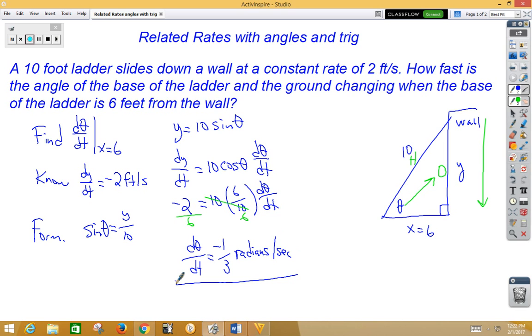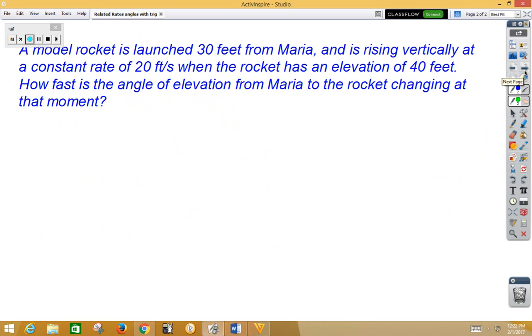Let's try one more. All right, let's take a look at a second example. So everybody take a moment and read this example. Thank you for reading the example.